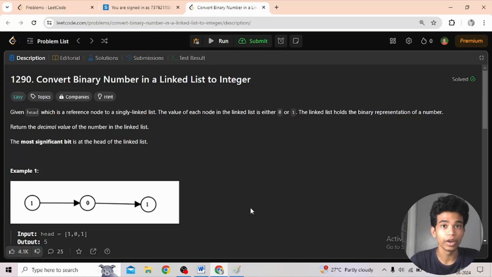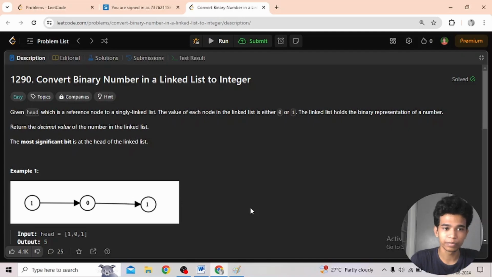In this video, we are going to solve Leetcode question number 1290, Convert Binary Number in a Linked List to Integer. Given head, which is a reference node to a singly linked list, the value of each node in the linked list is either 0 or 1. The linked list holds the binary representation of a number. Return the decimal value of the number in the linked list.